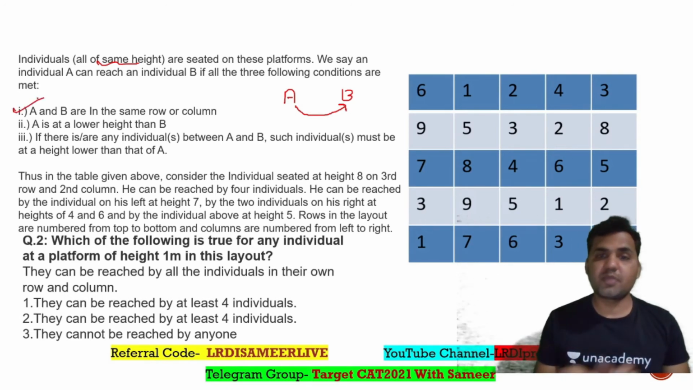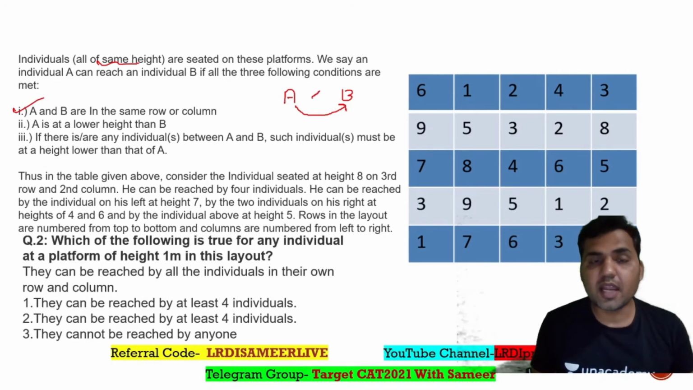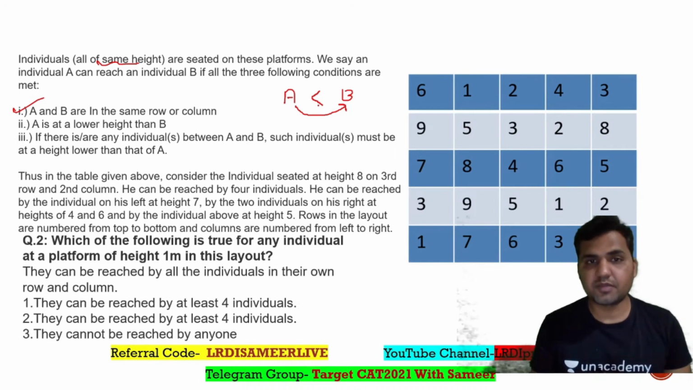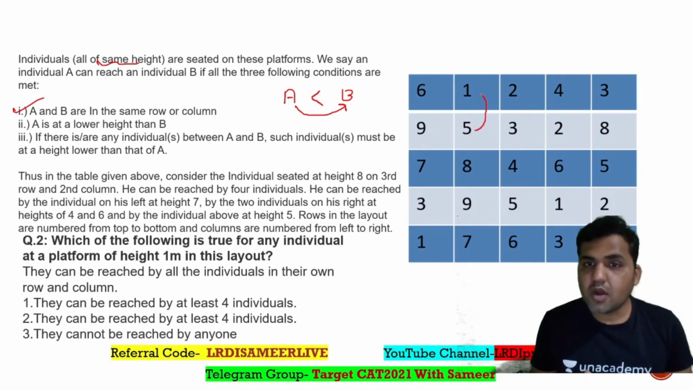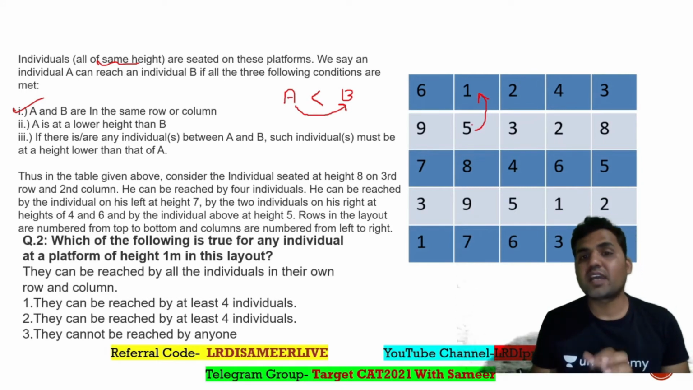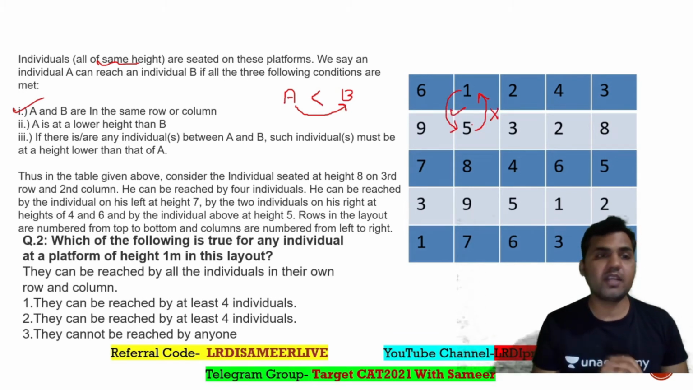Both of them should be in the same row or column. And the height of A, right? If A wants to approach B, A should be at a lower height as compared to B. For example here, 5 cannot reach 1. The reason is 5 is at a higher height than 1. However, 1 can definitely reach 5. 5 cannot reach 1, but 1 can reach 5, right?